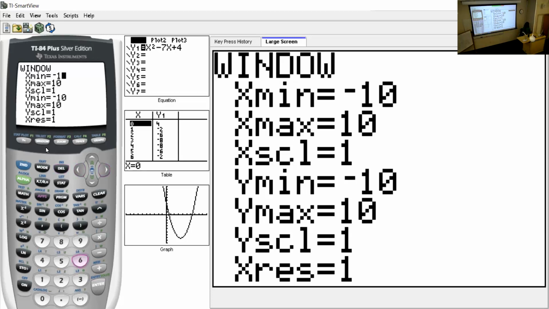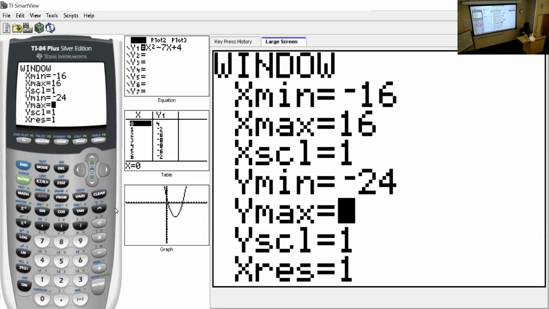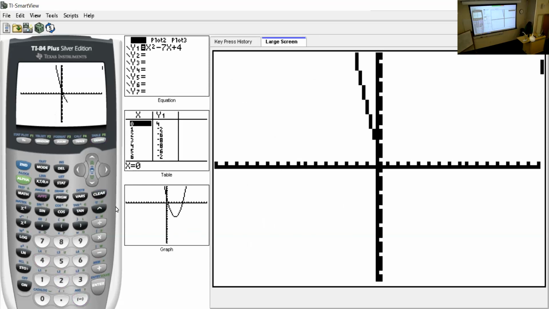Let's do -16, positive 16. -24, oops, wrong negative sign. Should be that one. 24, enter, positive 24. So starting at -24, all the way to positive 24, graph. That is the picture you get.